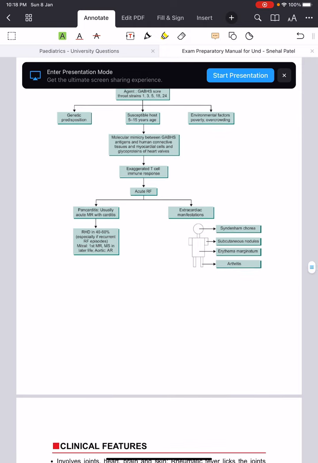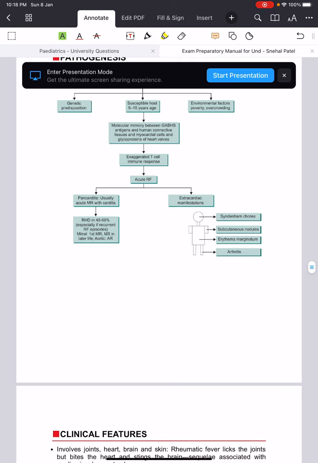Then there is molecular mimicry between Group A streptococcal antigens and human connective tissue, myocardial cells, and glycoproteins of heart valves. So then there will be an exaggerated T cell immune response. Then acute RF will be exacerbated, and there will be pancarditis or extracardiac manifestations.